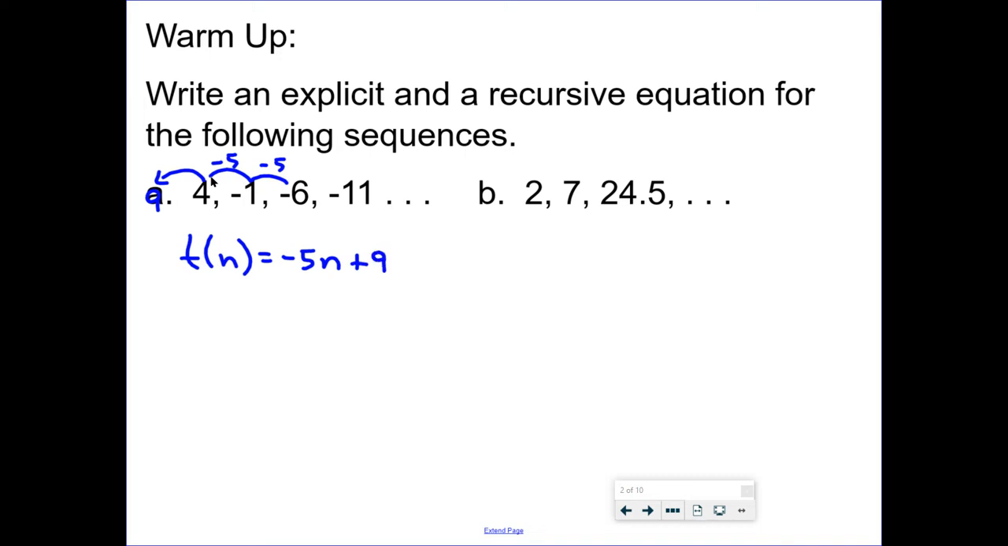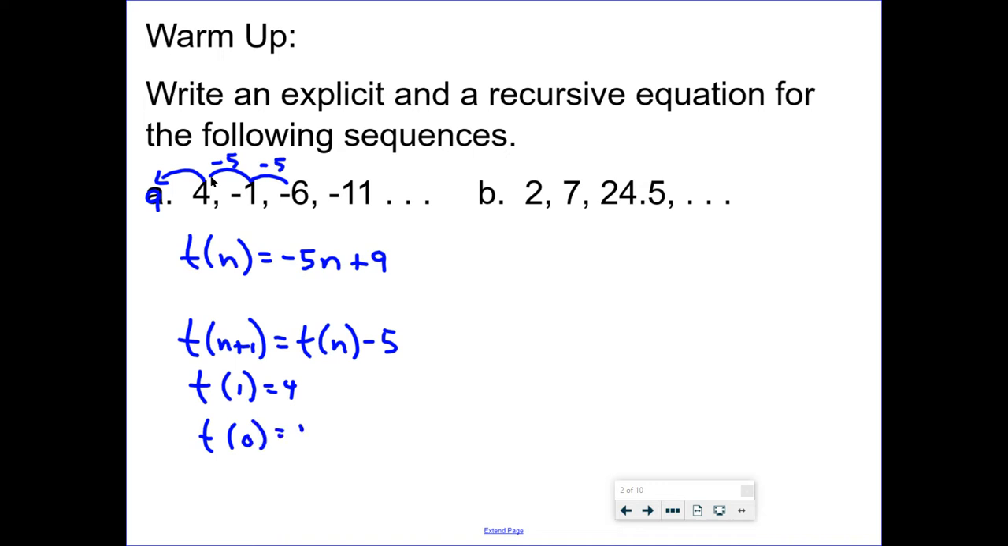Now let's do the recursive sequence. T of n plus 1 equals T of n minus 5. And then I just need the first term, or term 0. So T of 1 is 4. You don't have to do this, but I'm just going to share it, just in case you did the other one, T of 0 equals 9.